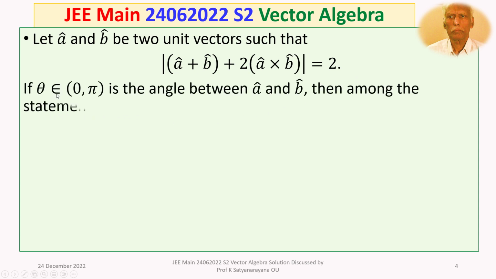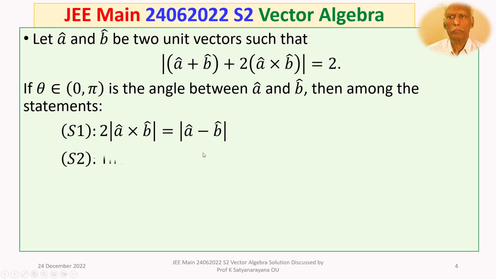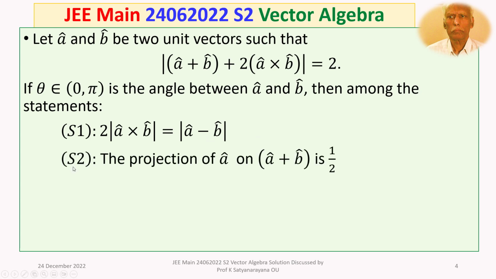If theta belongs to the open interval 0, pi is the angle between a cap and b cap, then among the statements, S1, the first statement, is 2 into modulus of a cap cross b cap is equal to modulus of a cap minus b cap. S2, statement 2, the projection of a cap on a cap plus b cap is 1 by 2. We are given 4 options.